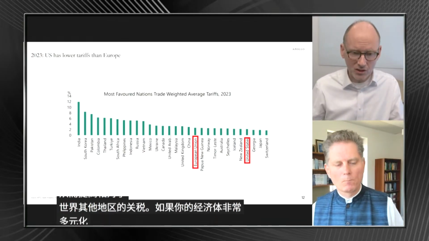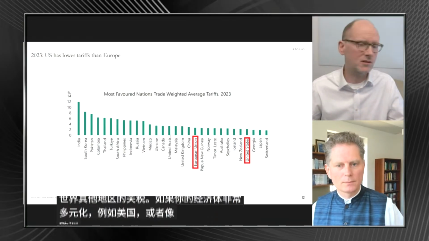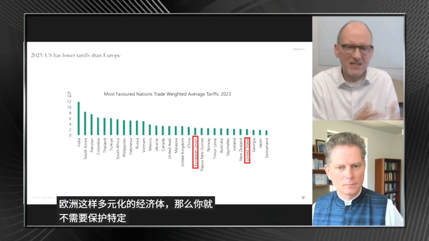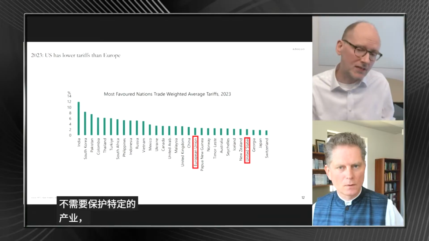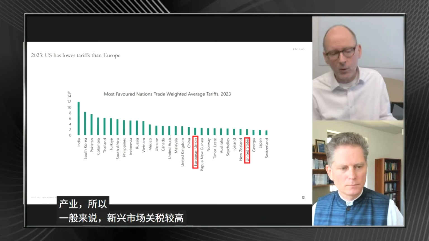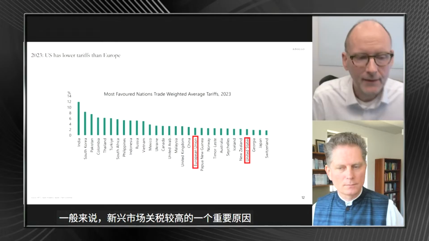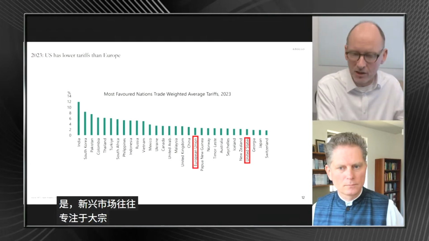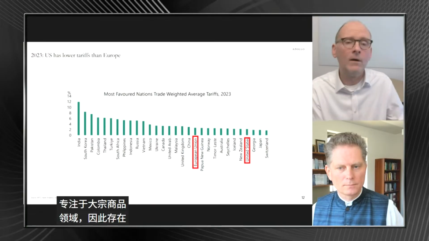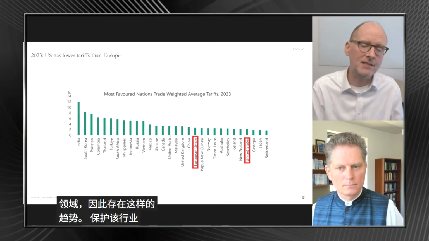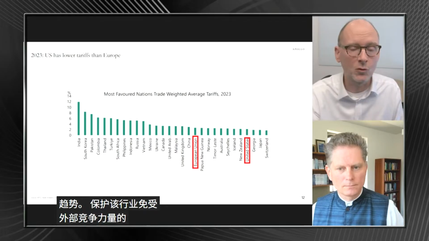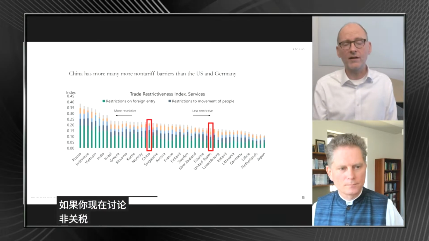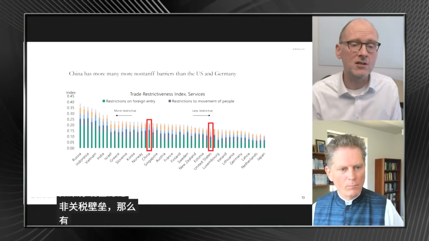If you have a very diverse economy such as the US, or such as Europe, then there is less need to protect specific industries. So one important reason why tariffs have been higher in emerging markets is that they tend to be focused, for example, on the commodity sector, and therefore there are tendencies to protect that sector against competitive forces from outside.